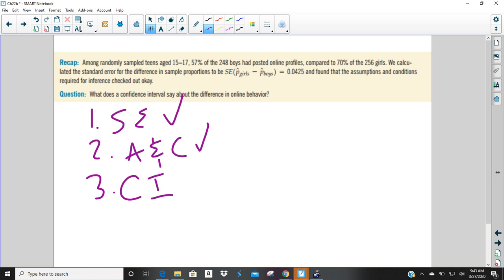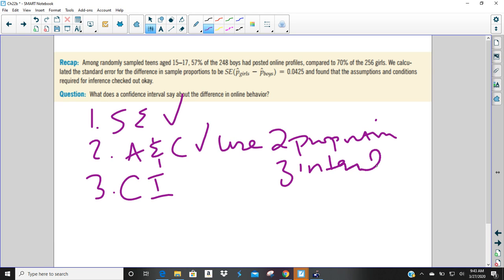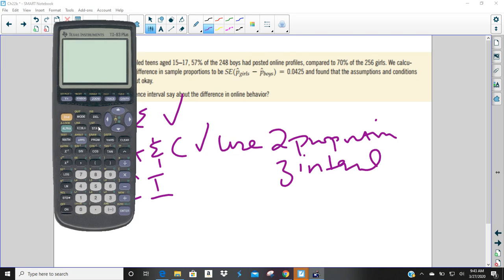So for our confidence interval, I would say I'm going to use a 2 proportion Z interval. And I'm going to jump right to the calculator for this. So let's go through and see what we need to do here. I'm going to turn my calculator on. We're going to go to stat, we're going to go to tests. I'm going to go to 2 proportion Z interval for this problem.